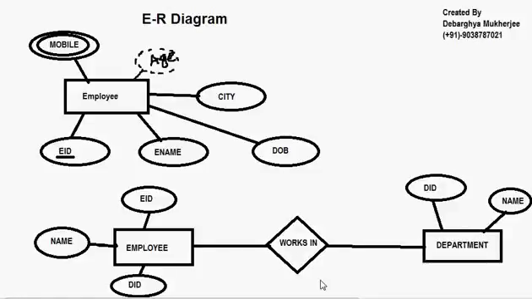Okay, so in this case, here I am defining like this: one department and multiple employees working. In just one department you have multiple employees, so this is called a one to many relationship. In one department you have multiple employees.